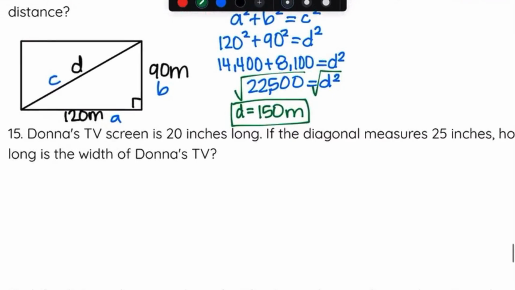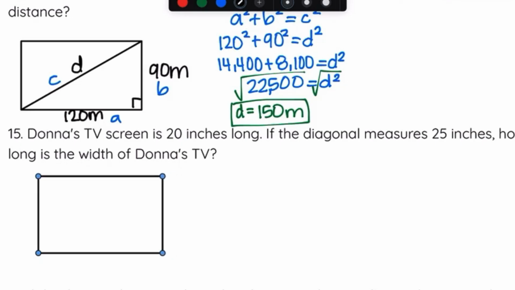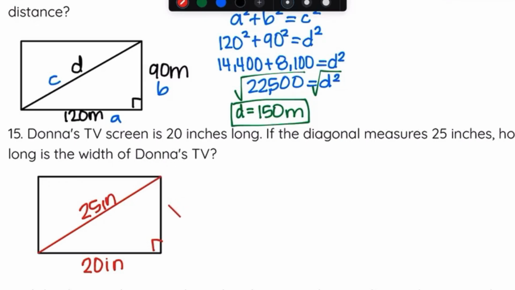Okay. And last word problem, we have Donna's TV screen, which is 20 inches long. Okay, so I'm going to go ahead and label that length. Then it says if the diagonal is 25 inches, so we know this, and we know it's a TV screen, so there's my right angle, and it wants to know what is the width of her TV? We have no idea. Now, again, right angle, straight across, your 25 is your C this time. So C, A, and B.